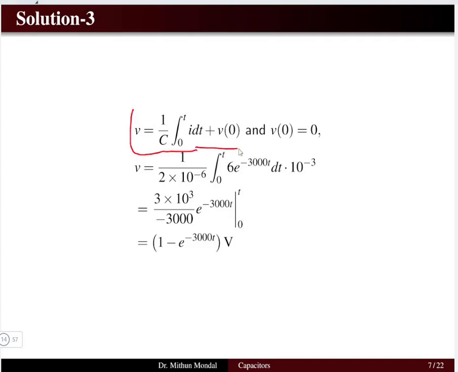So voltage is equal to 1 by C integral of the current from the initial to final value. Now the initial voltage is equal to 0. This means we will not have any initial quantity. Now the current is a function of time which we have to integrate from 0 to t, substituting the value of the capacitor. Then we get the voltage as 1 minus e to the power minus 3000 t volt. So we have got the voltage as a function of time, where the current is also a function of time.